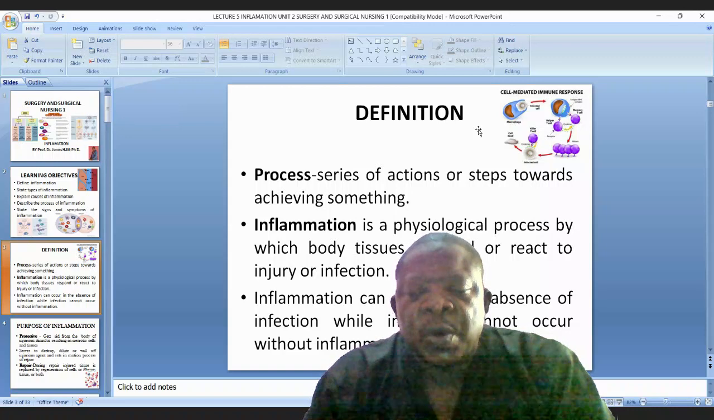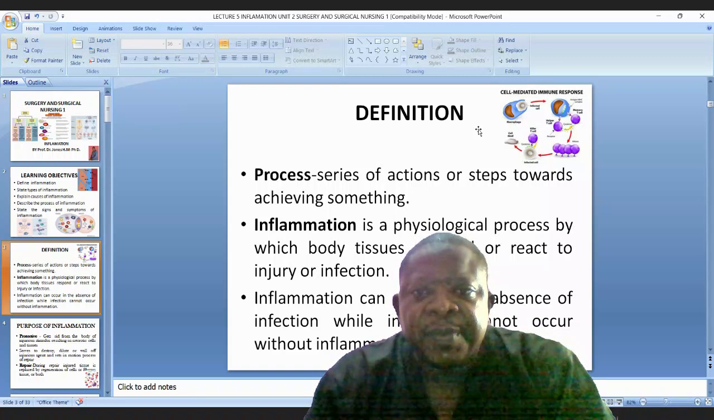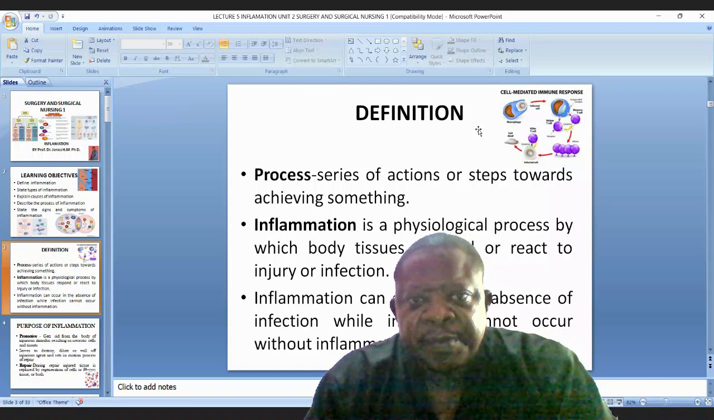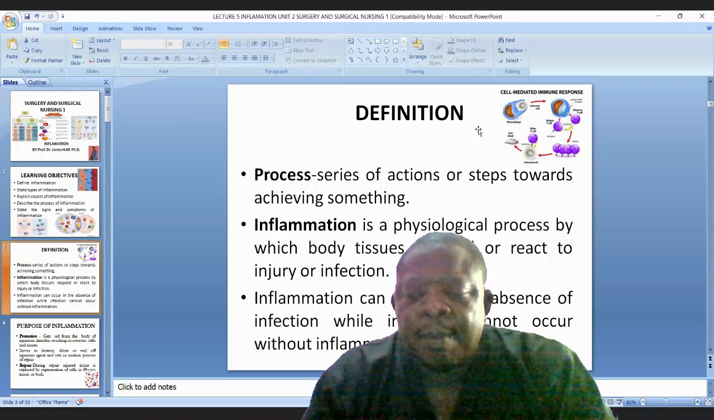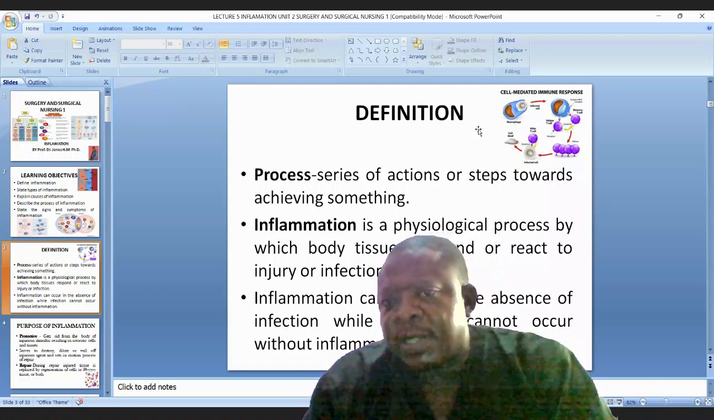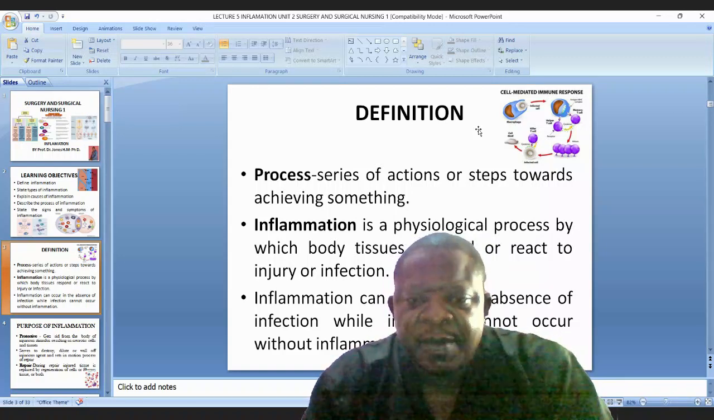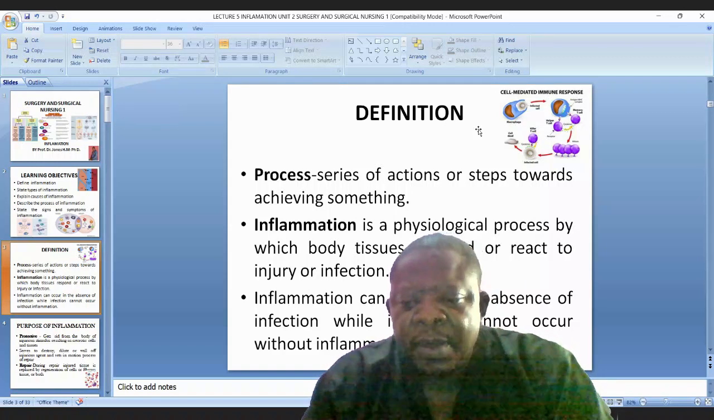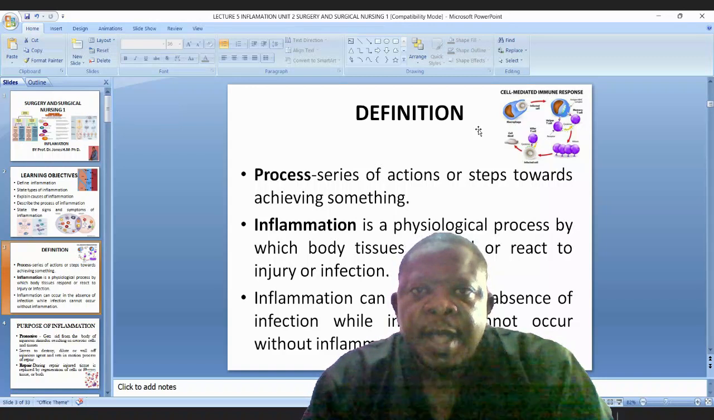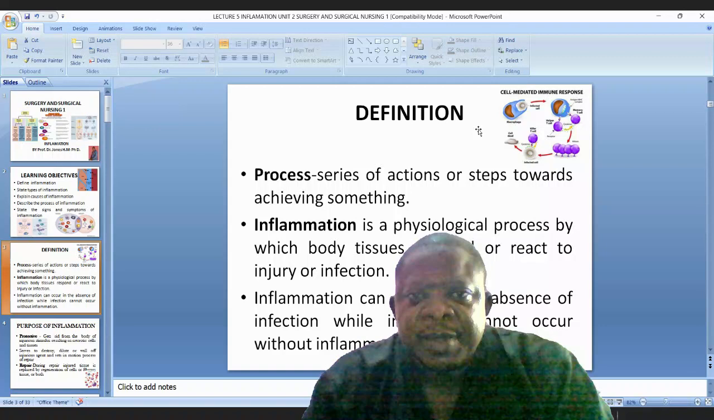So inflammation is a physiological process. Okay, physiological process that may happen because the body is responding to some noxious stimulus. So that is the inflammation. So it can occur in absence of infection, while infection cannot occur without the inflammation. And this makes it cardinal for us to cover this lesson.